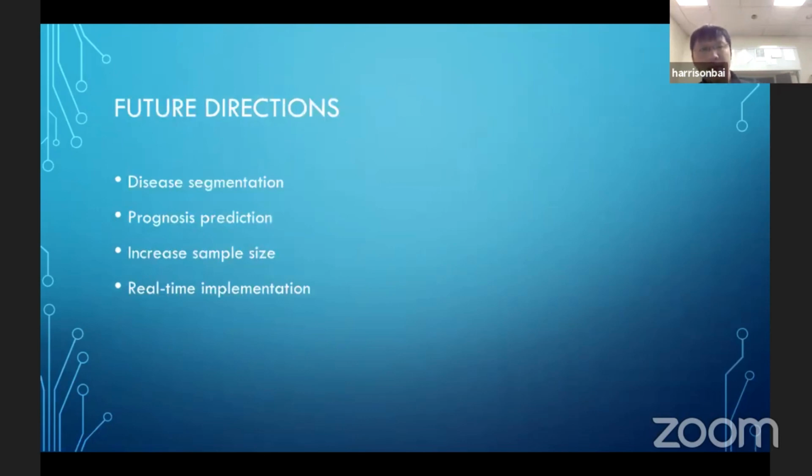So future directions: these are the things we want to work on or are working on right now. One is disease segmentation, and predicting the prognosis of the patients using CT and clinical data. We want to increase our sample size, because with AI, in this type of study, sample size is very, very important. And lastly, real-time implementation. We want to implement our algorithm and test it in real time so that it can be used to help clinicians.